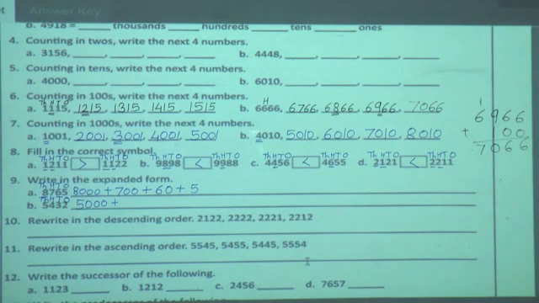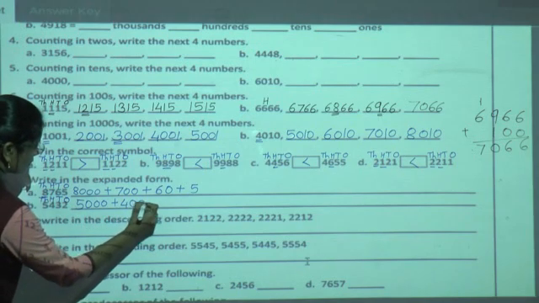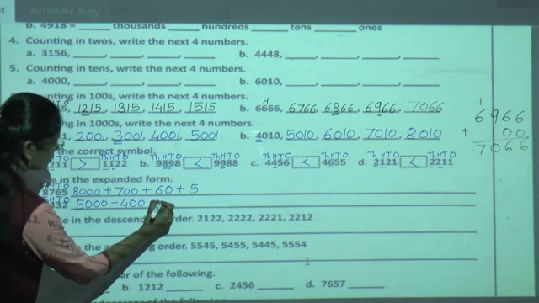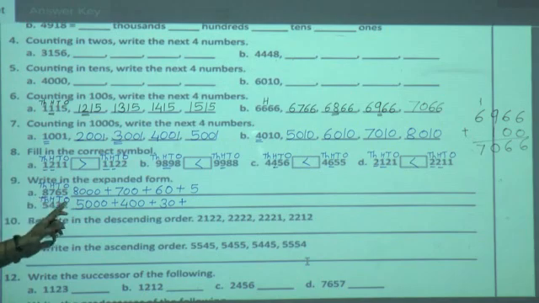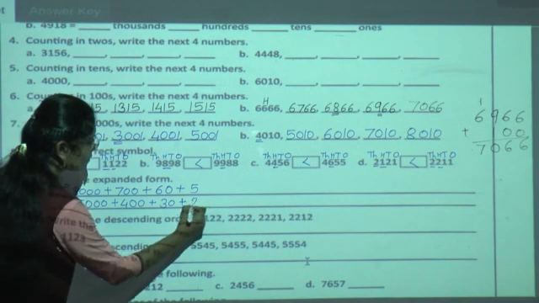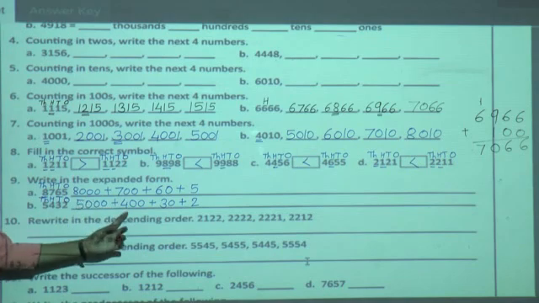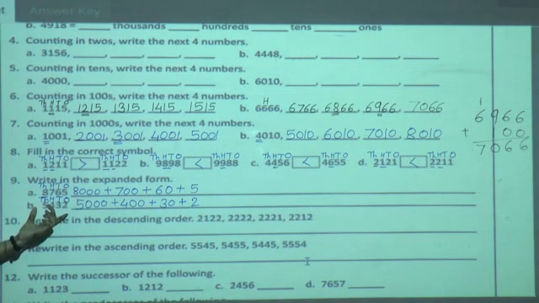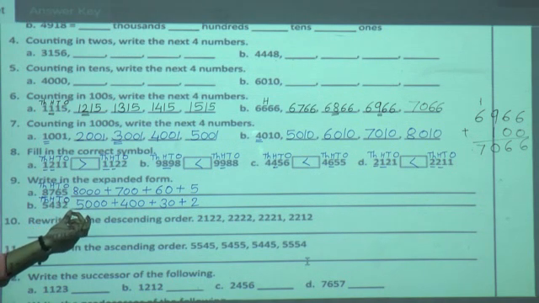Give plus sign. Then move to the hundreds place number. 4 is there at hundreds place. So what will be the place value of this 4? Yes, 400. Plus. Now at tens place 3 is there. 3 tens means 30. Plus at ones place 2 is there. So finally at the last we will write 2. So 5000 plus 400 plus 30 plus 2, this will be the expanded form of the number 5432. Isn't it? Clear this point? Okay. Then we will move to the next question.